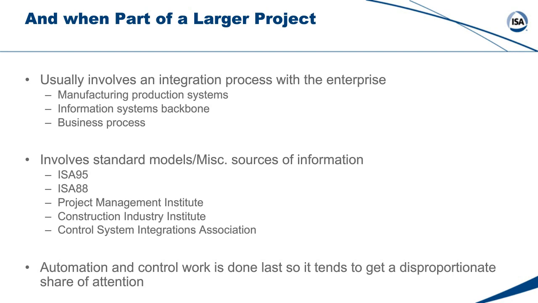Integration of systems into existing plant structures and business processes and heavy use of standards make project management an essential part of any large or small automation project. Automation and control work is usually done last, so it tends to get a disproportionate share of attention. Experienced automation engineers have witnessed the anxiety of the client as the project nears completion and automation owns all the remaining tasks in the critical path. I've been at that point more times than I can count.